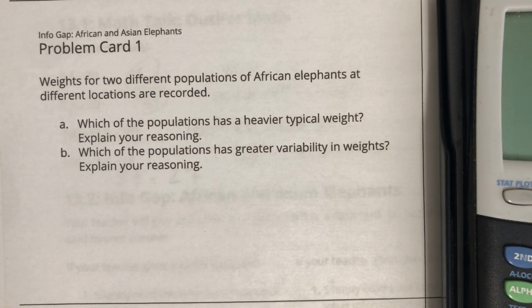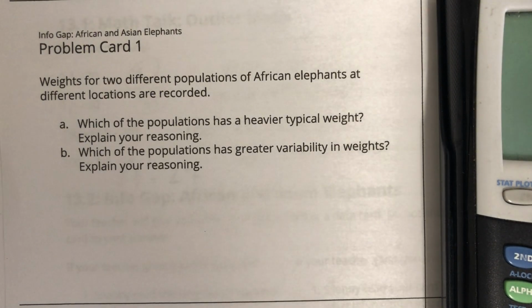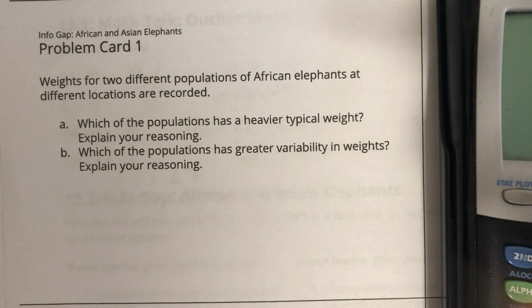All right, what we're going to do now is known as an info gap. It is a better activity to do when we're actually in class with each other, but we make do with what we have. So basically what we would do if this was in class right now is we would be given a problem card to one student and then a data card to another student.